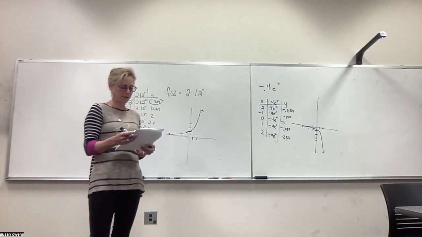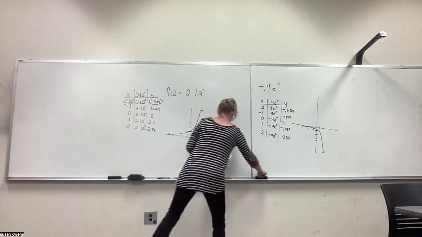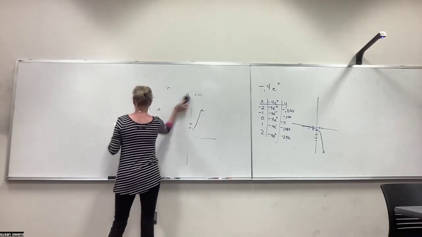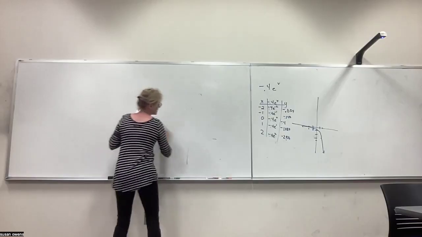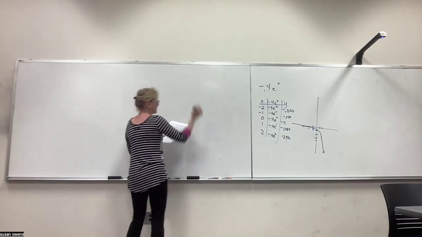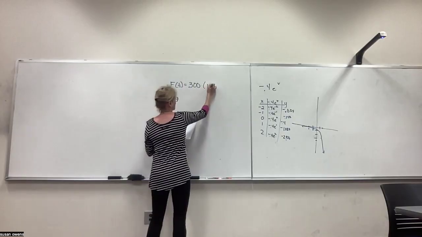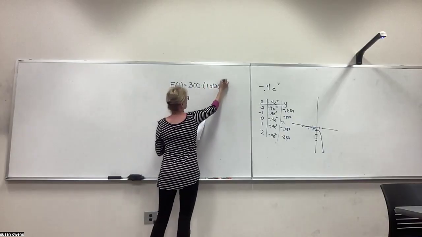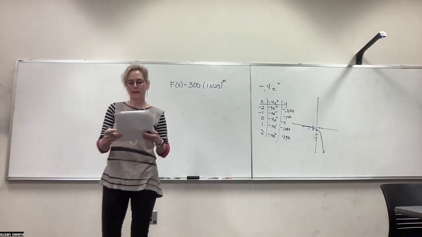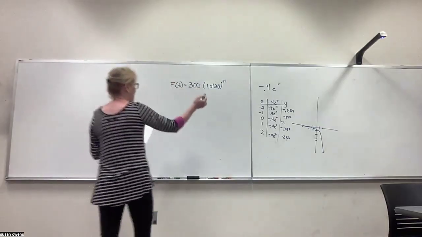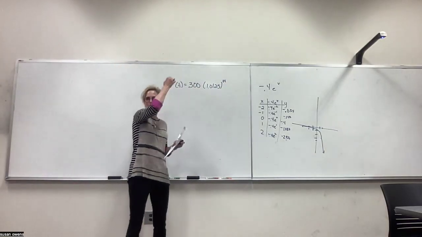All right, suppose an investment account grows according to the formula f of t equals 300 times 1.0125 to the 8t. So A, what is the amount of money in the account at the beginning? This is the type of problem where we have a number we can just look at, not a power to a power.